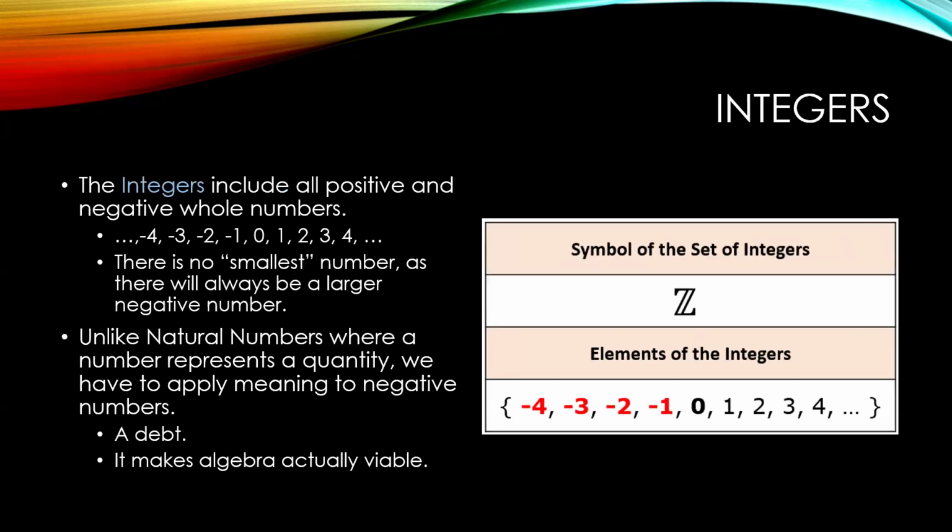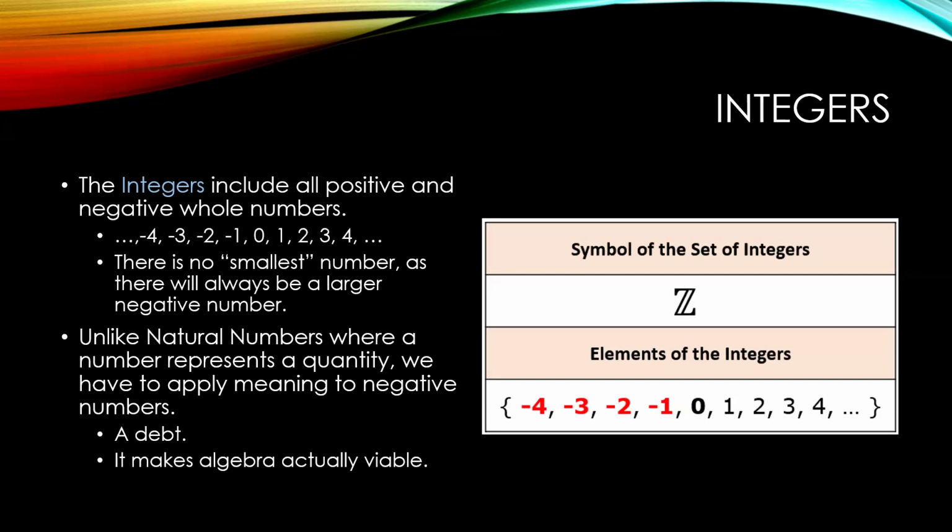The integers are the set of all positive and negative whole numbers. There is no smallest number, as there will always be a larger negative number. So it goes all the way up to positive infinity and all the way down to negative infinity. This is the first time we're really dealing with things where our quantity example doesn't make as much sense. You can't have a negative number of burritos. Doesn't make sense. So we have to apply some understanding to it.